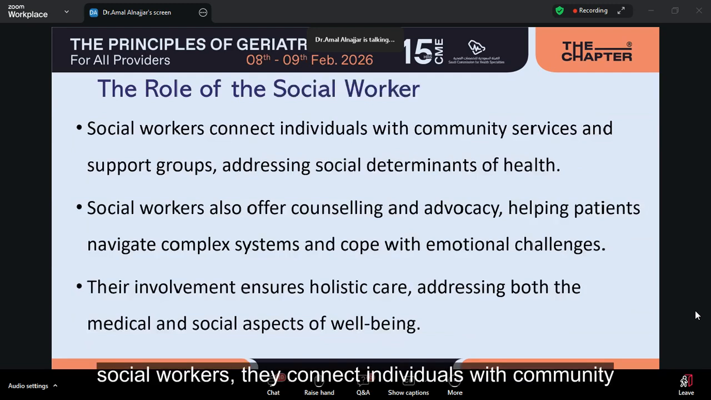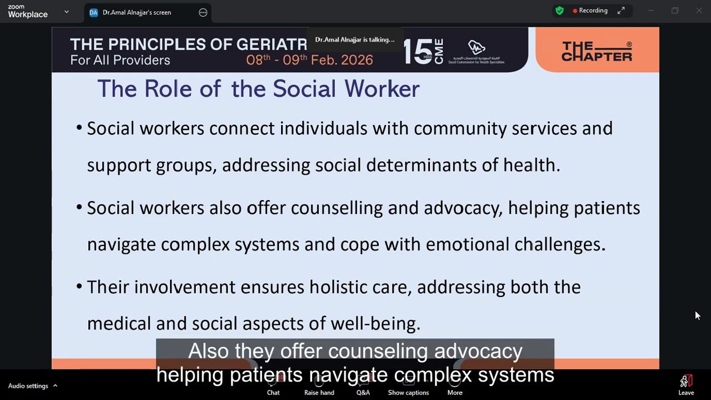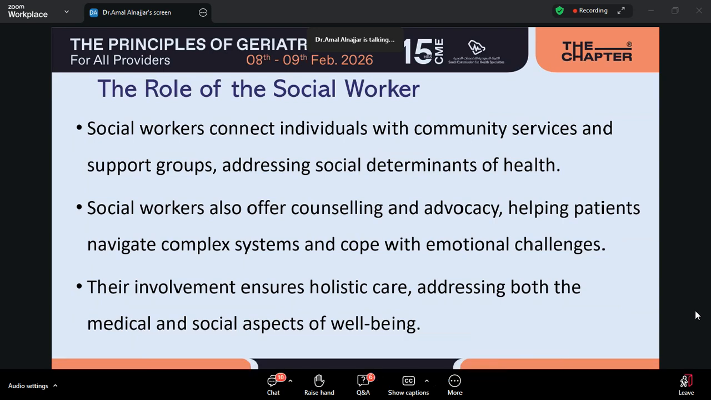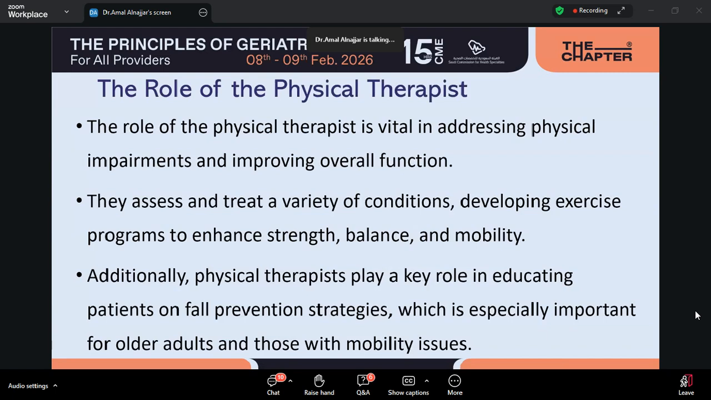Social workers connect individuals with community services. They work with support groups and address social determinants of health. Also, they offer counseling and advocacy, helping patients navigate complex systems and cope with emotional challenges. They ensure holistic care, addressing both medical and social aspects of well-being.